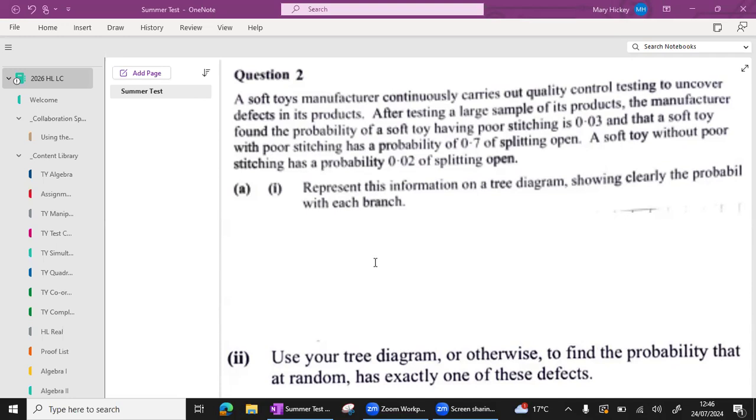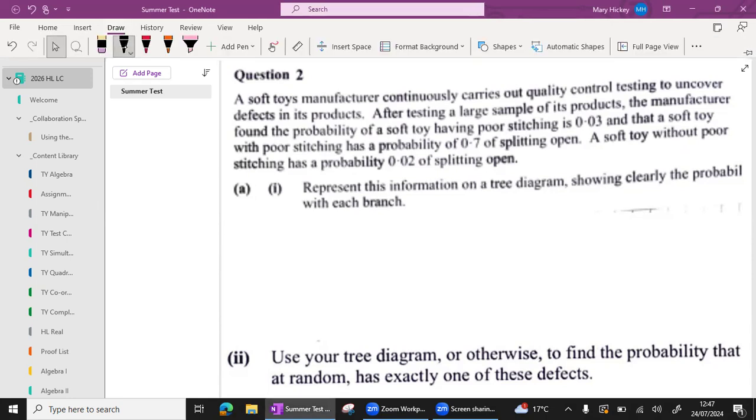So this is conditional probability. The possibility of it splitting open is only higher if the stitching is poor. So that's what we would call conditional probability. Given that the stitching is poor, the toy has a higher chance of splitting open. A soft toy without poor stitching has a probability of 0.02 of splitting open. So obviously we can see much lower.